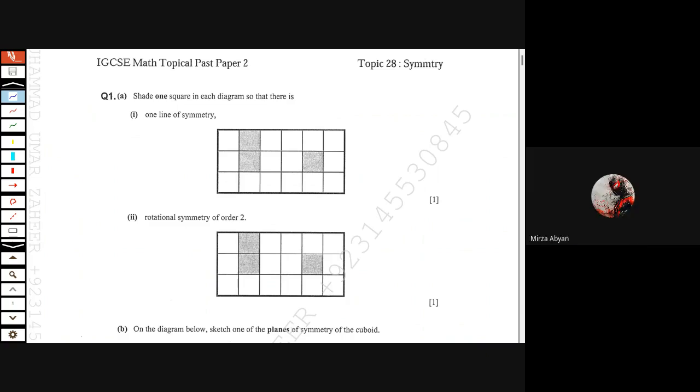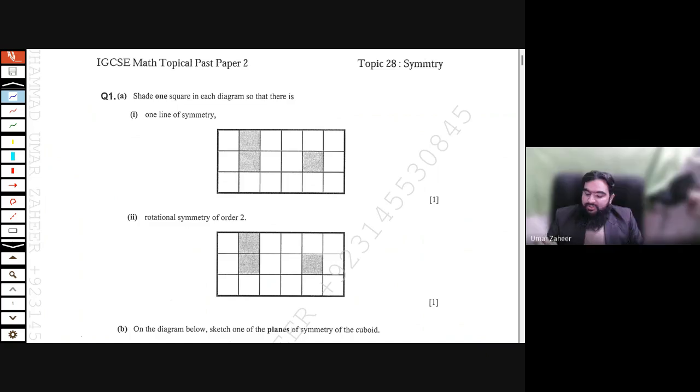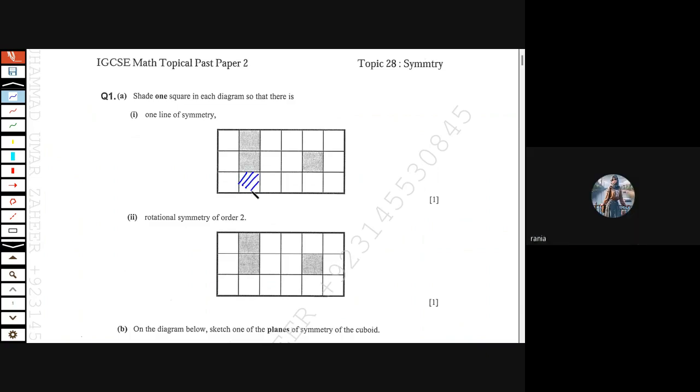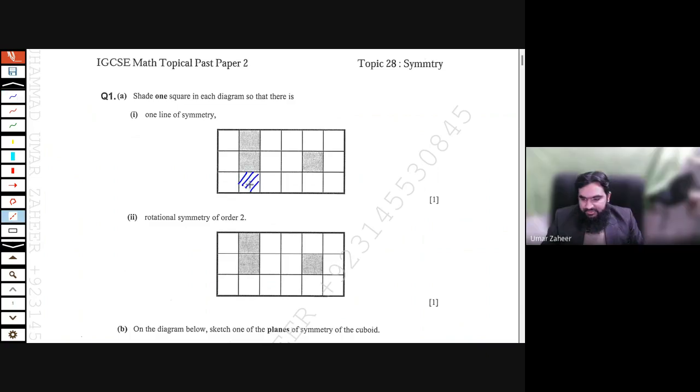Sir, like horizontally. You have to shade one. It is a reverse question. For example, I will give you an example. If I shade this one, I will get one line of symmetry, right? So this is the answer. But there are more options as well.